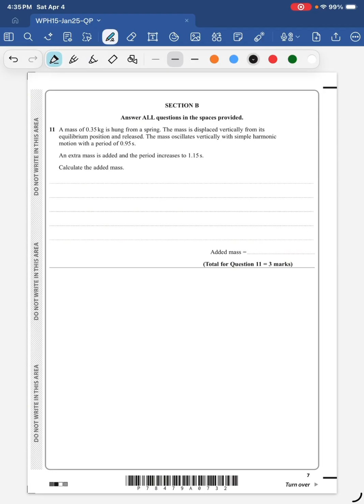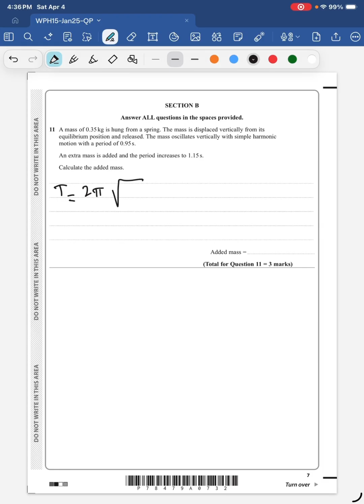A mass of 0.35 kilograms is hung from a spring. The mass is displaced vertically from its equilibrium position and released. The mass oscillates vertically with simple harmonic motion with a period of 0.95 seconds. An extra mass is added and the period increases to 1.15 seconds. Calculate the added mass.